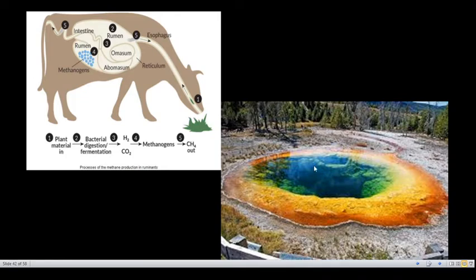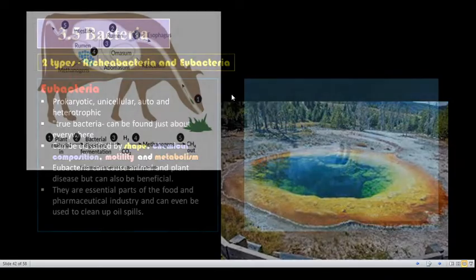Okay, next. Okay, ito yung example natin ng class, I think sa thermophiles ito or sa halophiles. Okay, so you will see here that sa color niya pa lang, meron na siyang mga microorganisms. Okay, next.